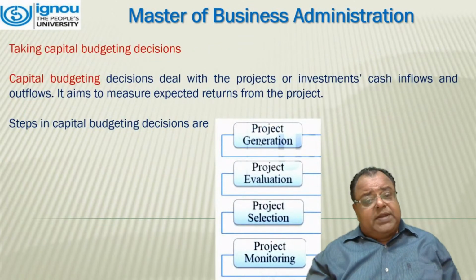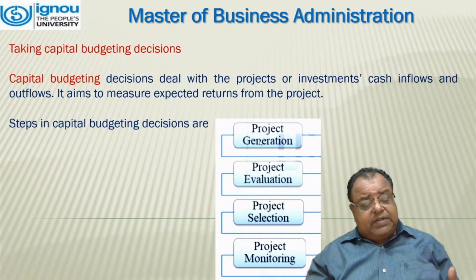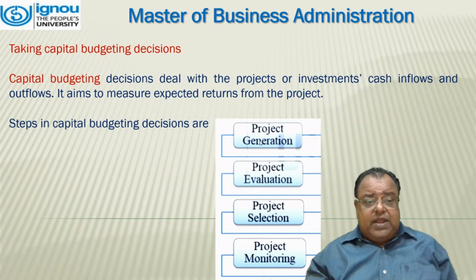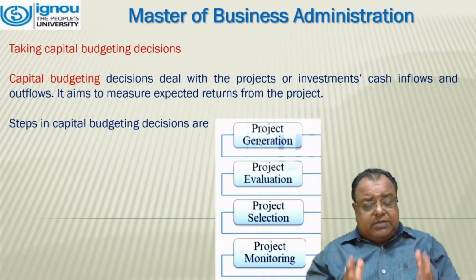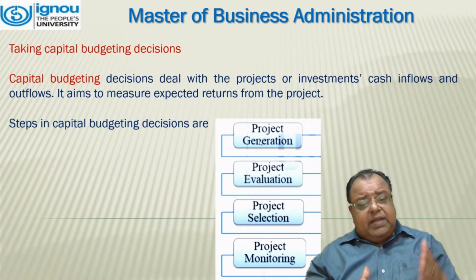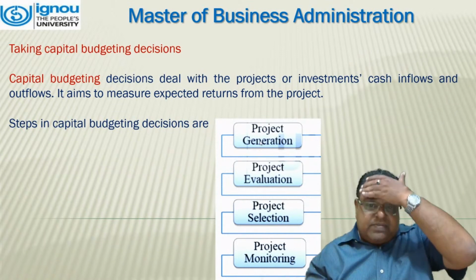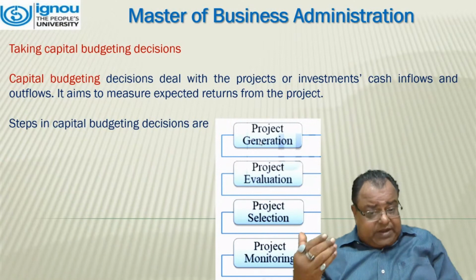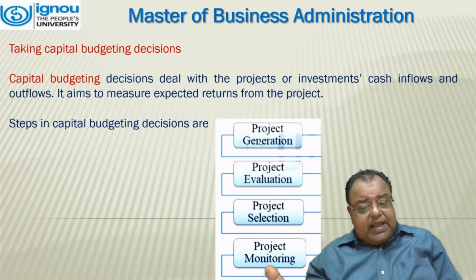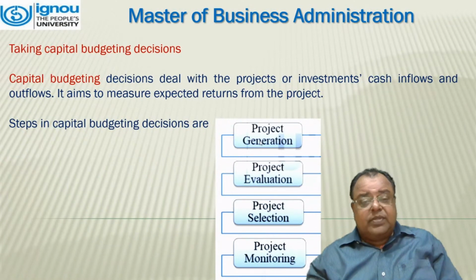Taking capital budget decisions. Capital budgeting decisions deal with the project or investment's cash inflows and outflows. It aims to measure expected returns from the project. What are the steps in capital budgeting decisions? First one is project generation, project evaluation, project selection, and project auditing.